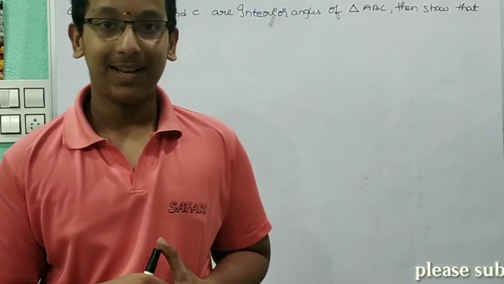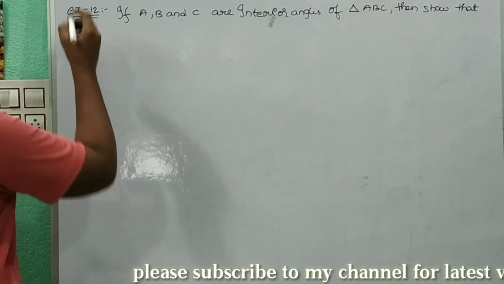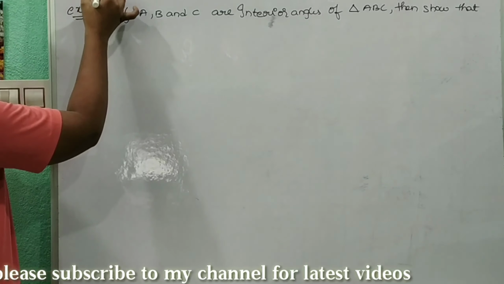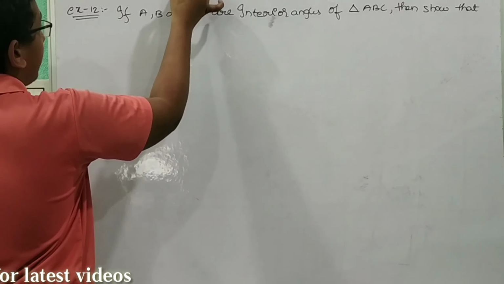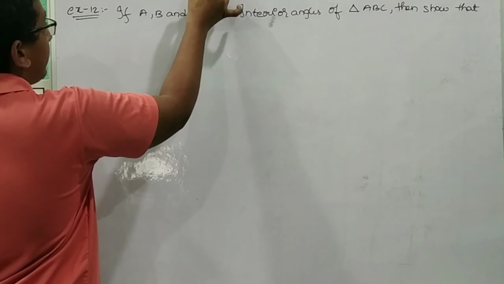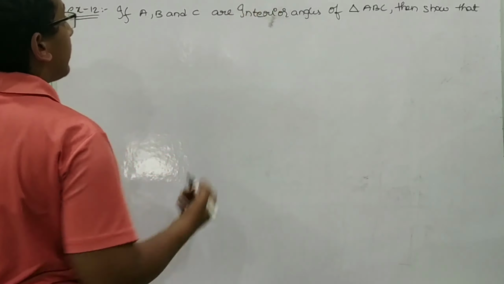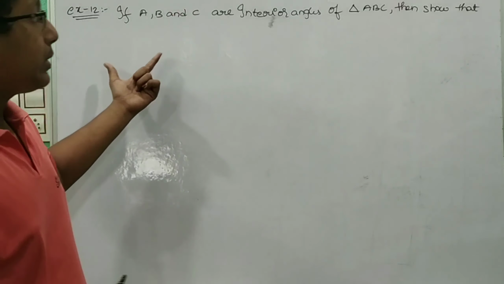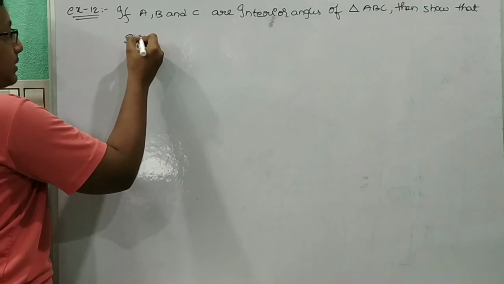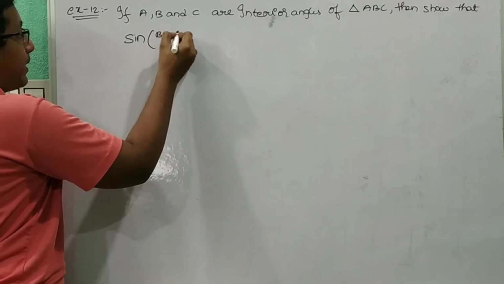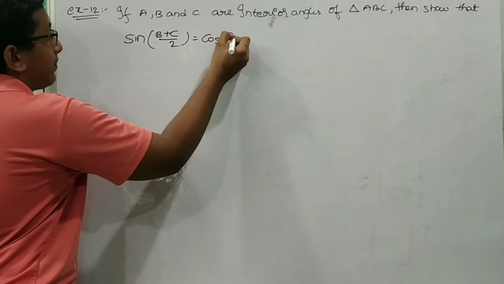Welcome to the Alisat YouTube channel. In this video, I am going to teach you one concept from the class 10 trigonometry chapter. From trigonometry, we are going to learn this question: sin of (B plus C) by 2 equals cos A by 2.